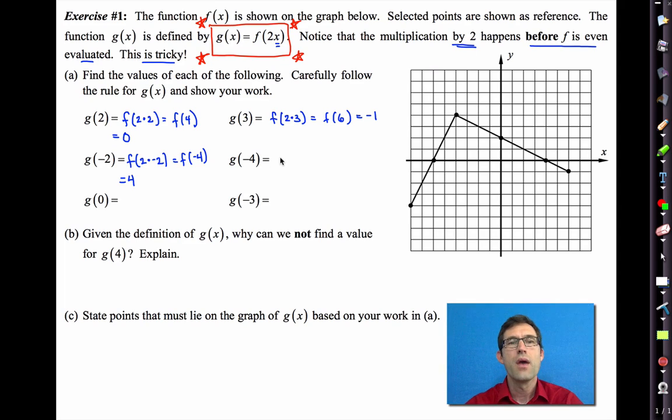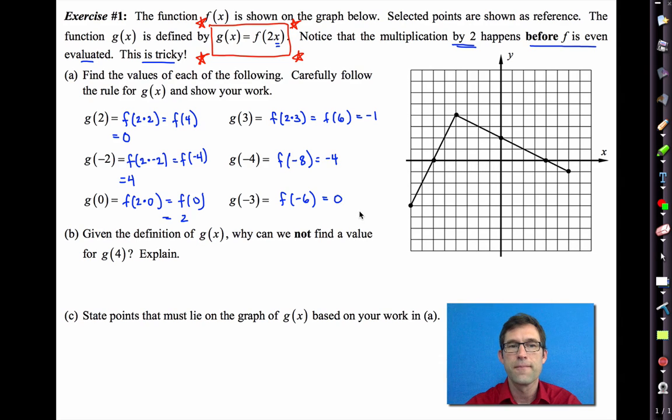All right, let's go through them. You might even be quick enough now to say that g of 4 is just f of negative 8, because it'll be 2 times negative 4. 1, 2, 3, 4, 5, 6, 7, 8. 1, 2, 3, 4. All right. g of 0 is going to be f of 2 times 0. I'm going to do this one out long ways again. And that's f of 0. And that's 1, 2. Okay, 2. And g of negative 3 will be f of negative 6. And that's 1, 2, 3, 4, 5, 6. And that's 0.